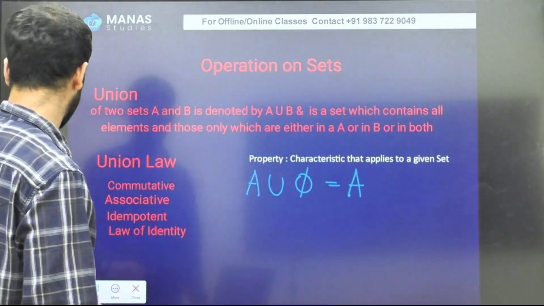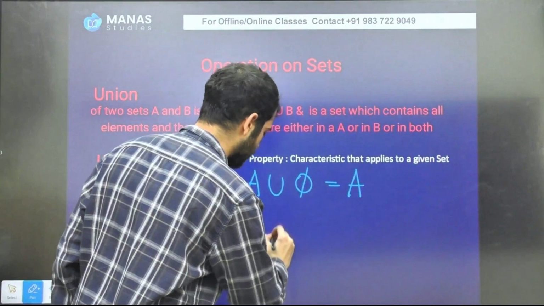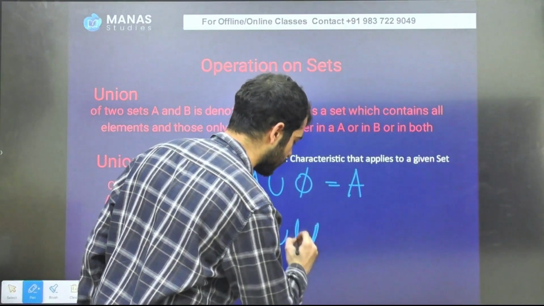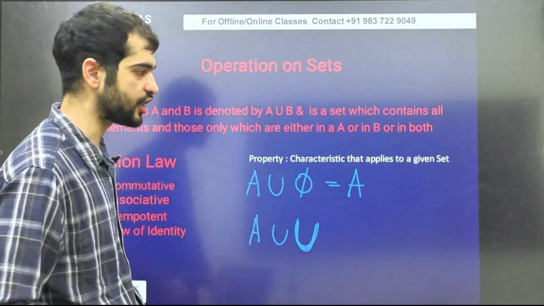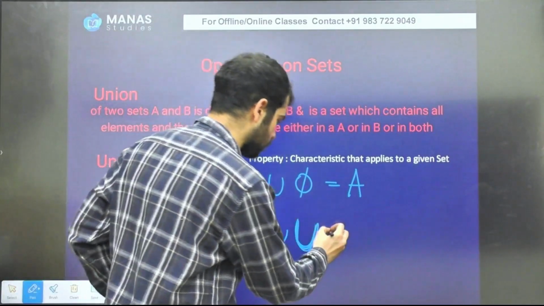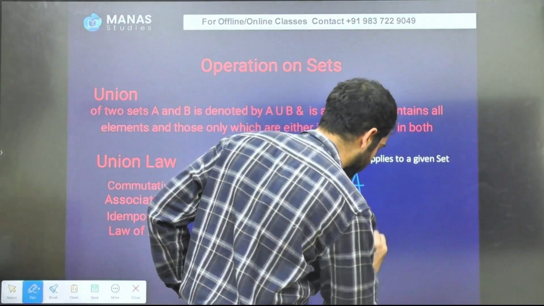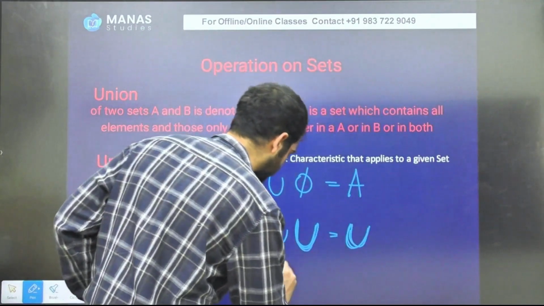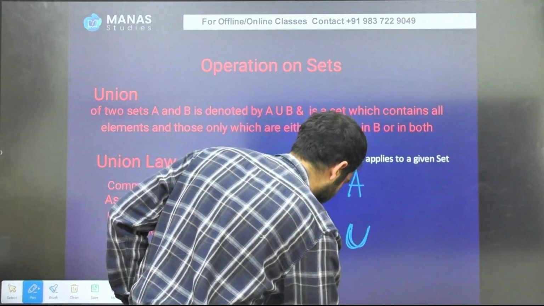Let's look at the other part of it, that is A union a universal set. The definition of universal set keeps on changing as per context. In this case, the universal set will contain all the elements of the context by which A is defined.